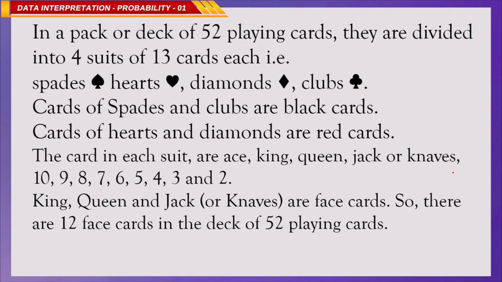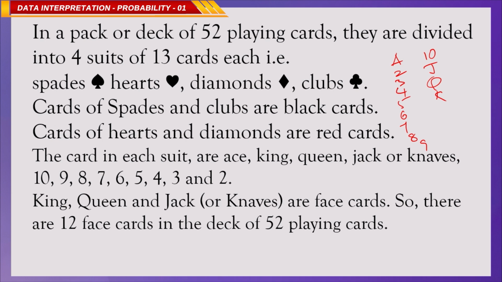In a deck of 52 playing cards, you can divide it into 4 suits. Each suit has 13 cards. We have 13 spades, 13 hearts, 13 diamonds and 13 clubs. So 13 fours are 52, correct. Each suit has ace, which we consider as 1, then 2, 3, 4, 5, 6, 7, 8, 9, 10, jack, queen and king. Totally 13 cards.